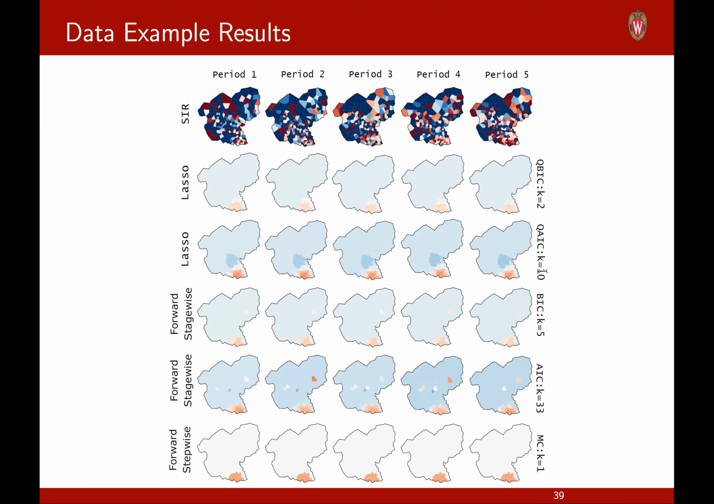QBIC gets confused and wants to put 10 in. Using forward stagewise, it finds 5 clusters. Using AIC with forward stagewise, it finds 33, which I'm very sure is wrong. And then again, with the forward stepwise approach, it finds a single cluster in the bottom of the tip. So the good thing is, regardless of how much each method wants to put a cluster in there, it's finding the same area. So we're pretty sure there is a signal there. The question remains of, okay, what is the relative risk and how many clusters, right?